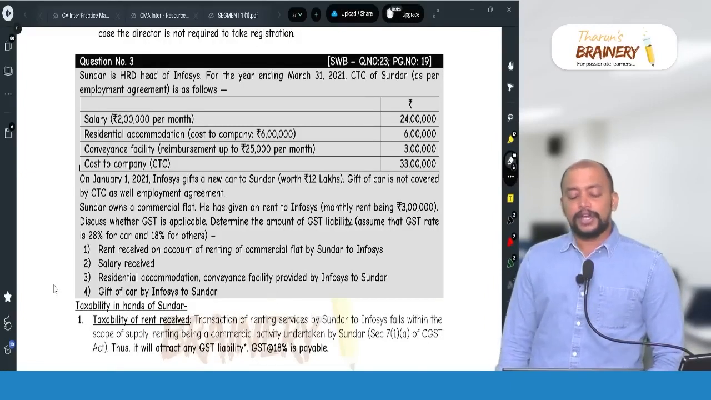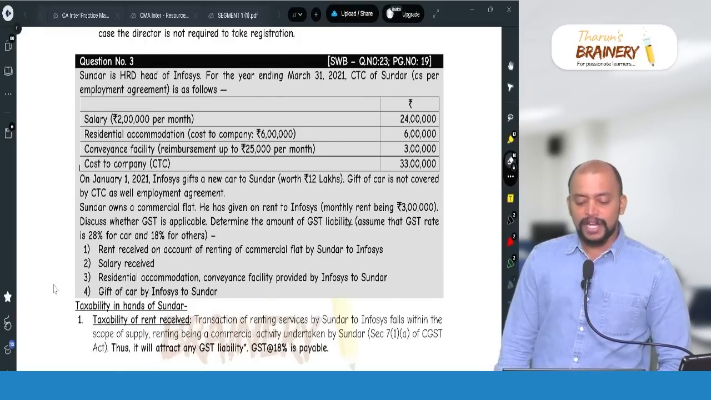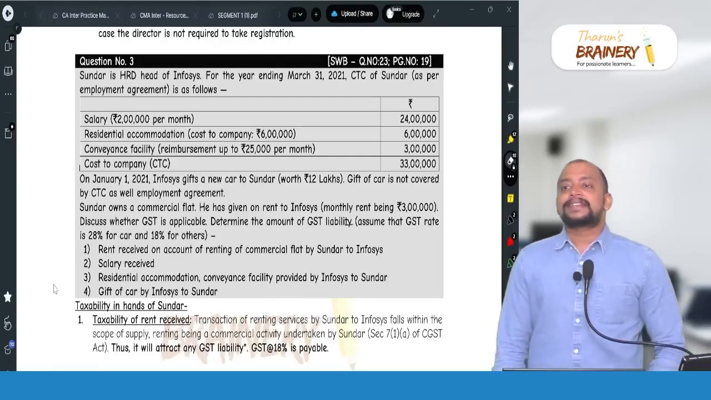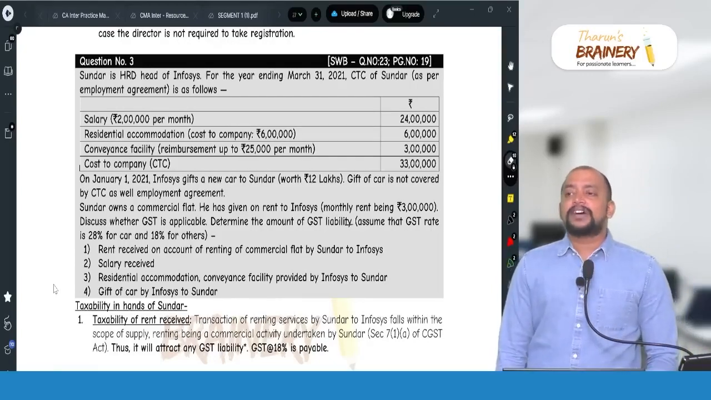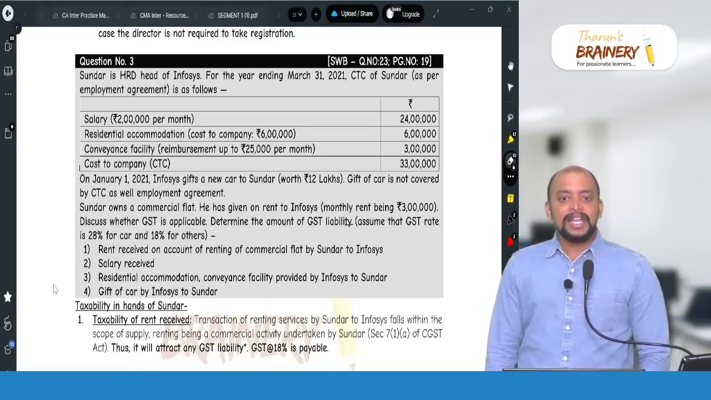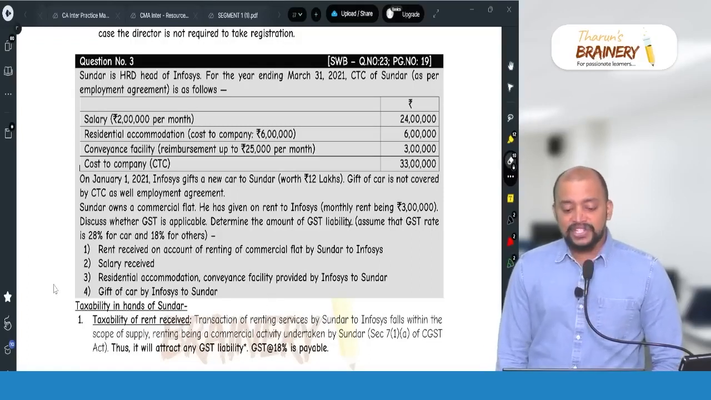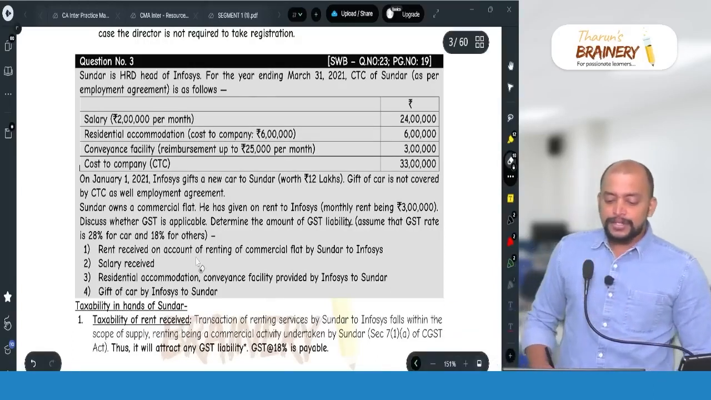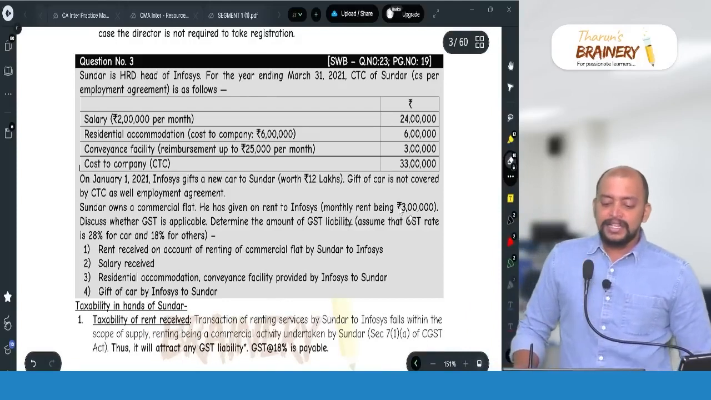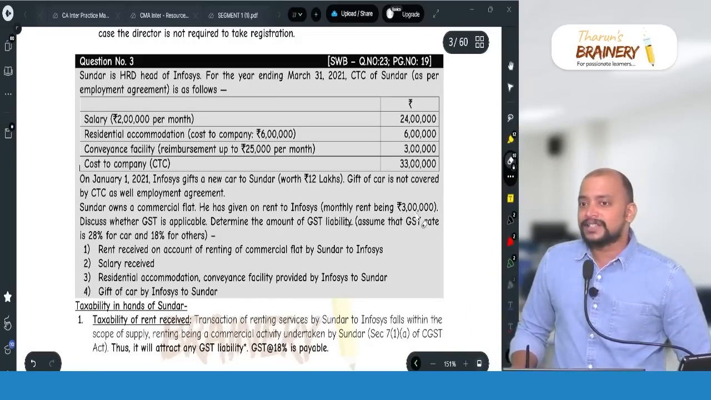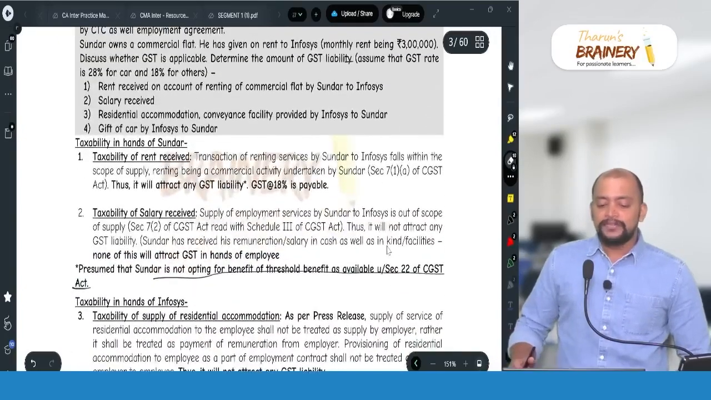First, rent received on account of renting of commercial flat by Sundar to Infosys. So, any renting of commercial property for commercial purpose or residential property for commercial purpose will be taxable, and Sundar is liable to pay GST, and the same constitutes supply also because it is not covered under employment agreement. It's a separate activity and it is in the course or furtherance of business. So, therefore, it will become supply under 7(1)(a) and GST liability on Sundar will be: rent received from the flat 3 lakhs, and the rate of GST is 18%. So, 3 lakhs into 18%. So, that's what we need to write with respect to the first point.